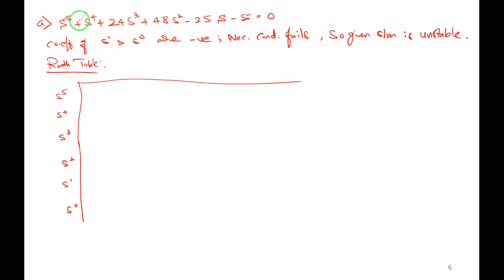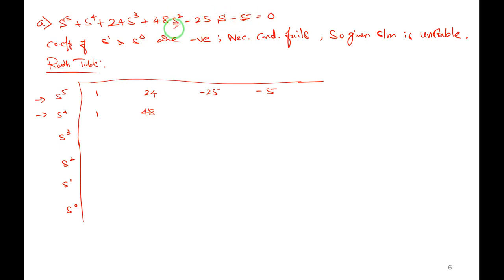First write down the odd term coefficients: 1, 24, minus 25. Just I am writing them a little bit apart so that space will be there for the calculated elements. Then next fill up the second row. First row is over. Fill up the second row using even term coefficients.